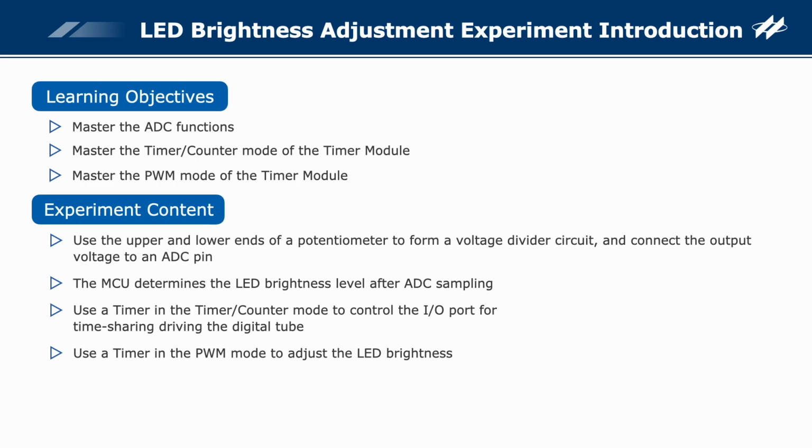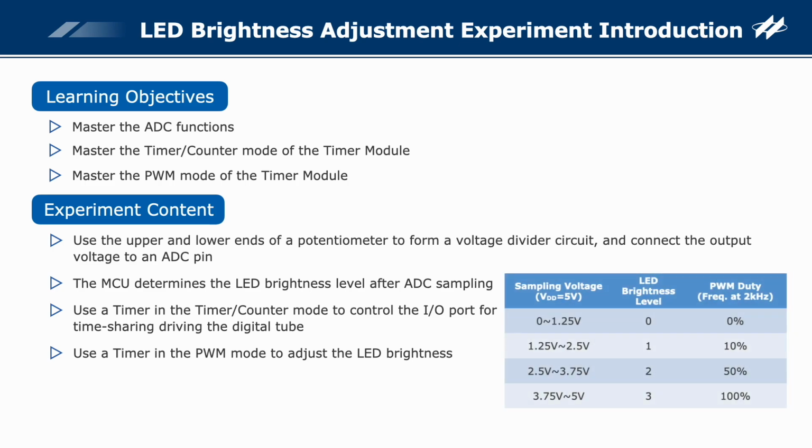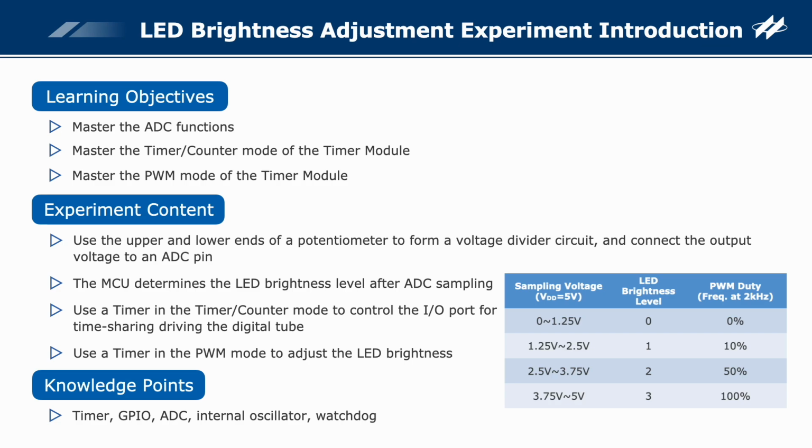the LED brightness. The following table shows the division of LED brightness levels in this experiment, which are divided into 4 levels based on different sampling voltage levels, with duty cycles of 0%, 10%, 50%, and 100% respectively. In this experiment, in addition to the timer, the GPIO, ADC, internal oscillator and watchdog functions are also used.